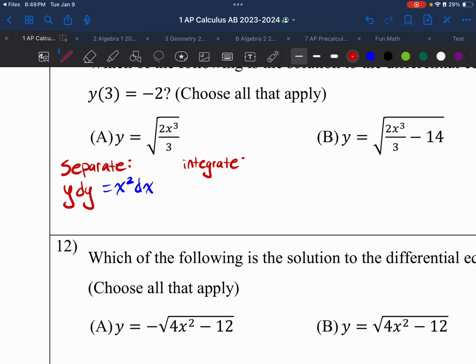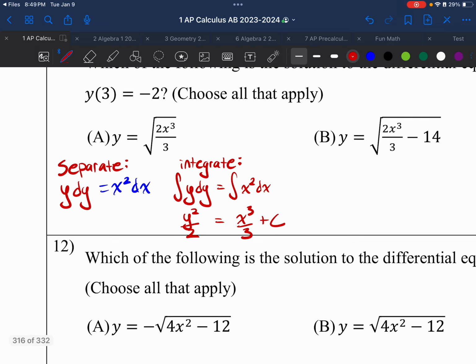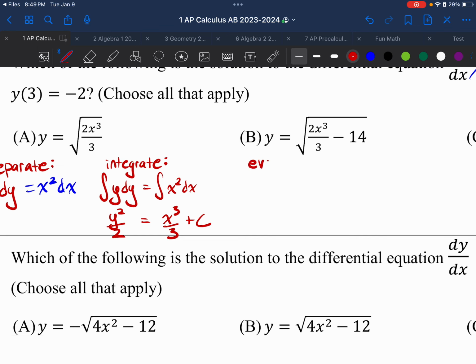When I do step 2, I'm going to slap on an integral symbol. This is going to be integral of y dy is equal to integral of x squared dx. And very quickly, that's going to be y squared over 2, which is equal to x cubed over 3 plus c. Cool. And then I'm going to do evaluate. And to evaluate, I'm plugging in our initial condition.